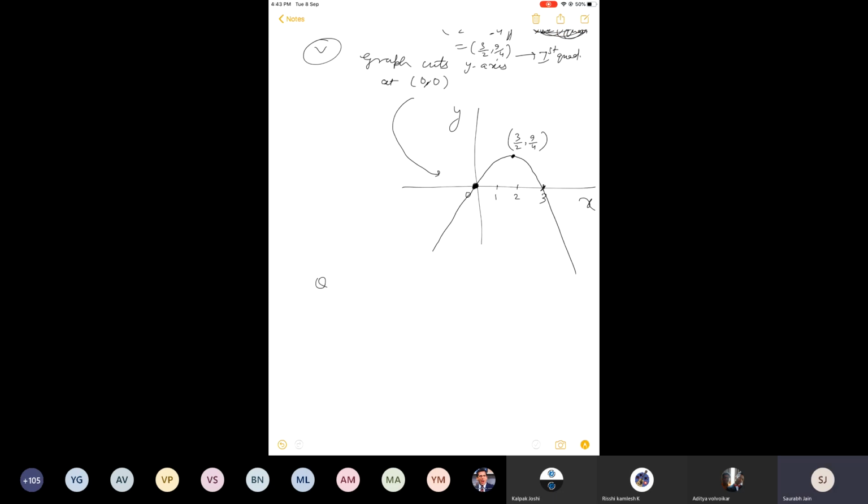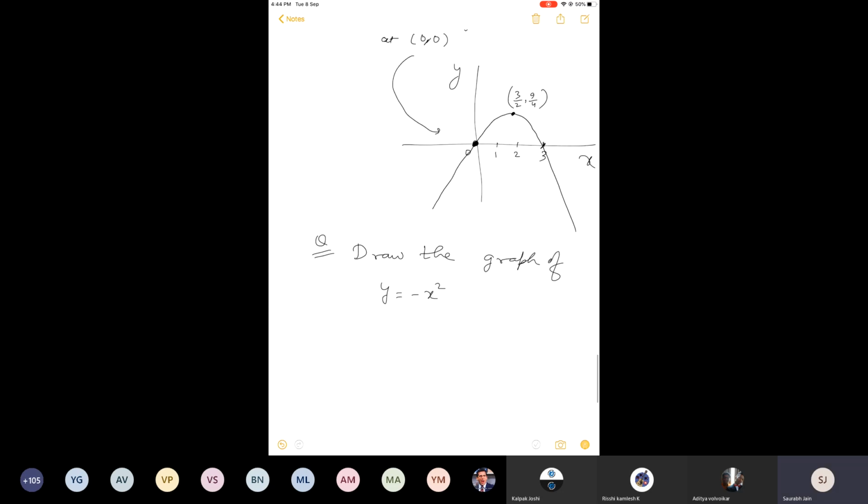Draw the last one and then we will take some other kinds of examples based on these graphs. Try to draw the last one. Draw the graph of y equals minus x square. This will be the last.